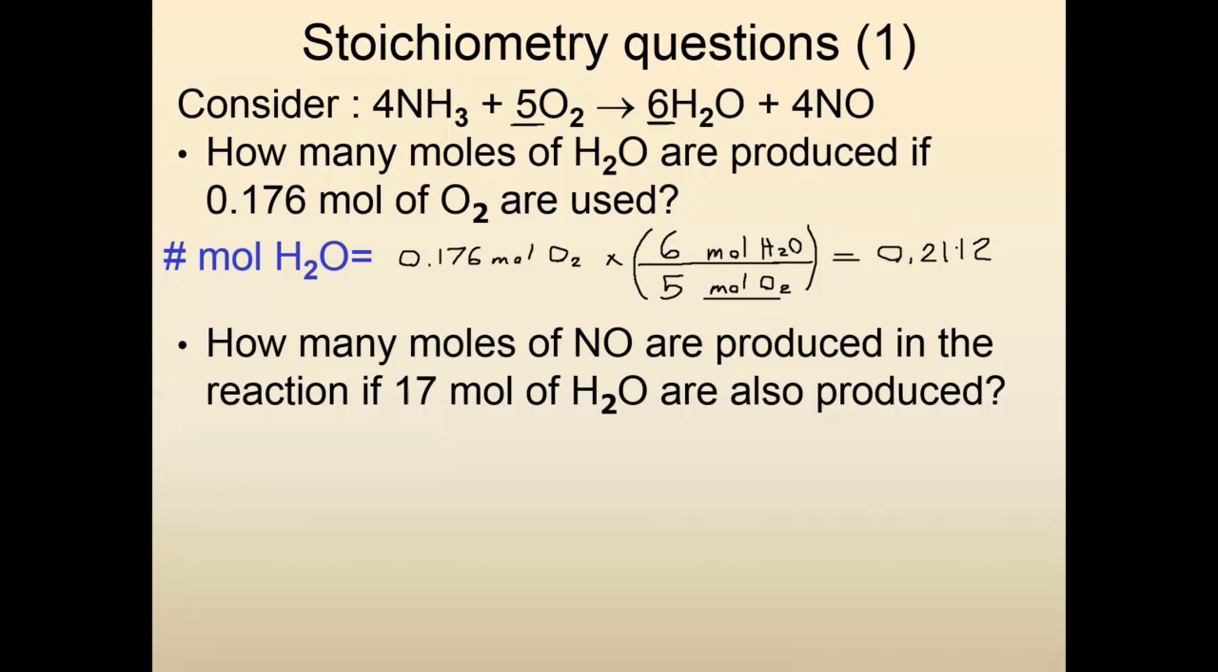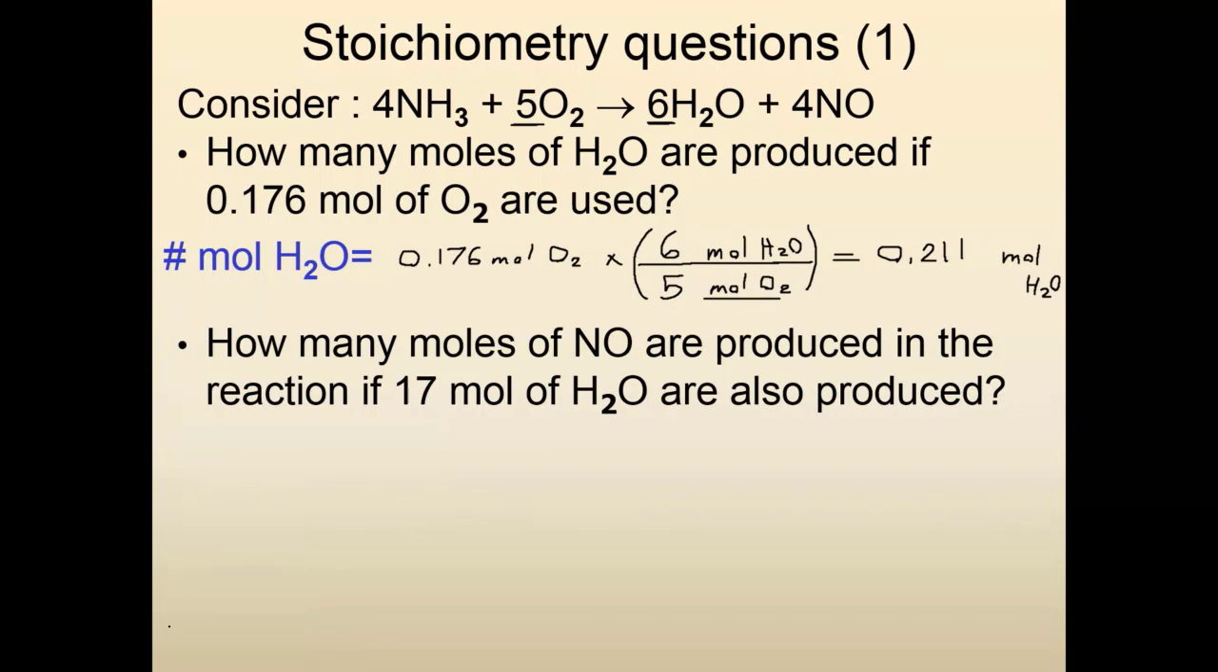0.2112. But I only started with how many significant figures? 3. And so my answer has to be only 3 significant figures as well, right? Yes. So what would I write then? 0.211. Very good. So I'll just take off this little 2 at the end. 0.211 moles of H2O. Very good.